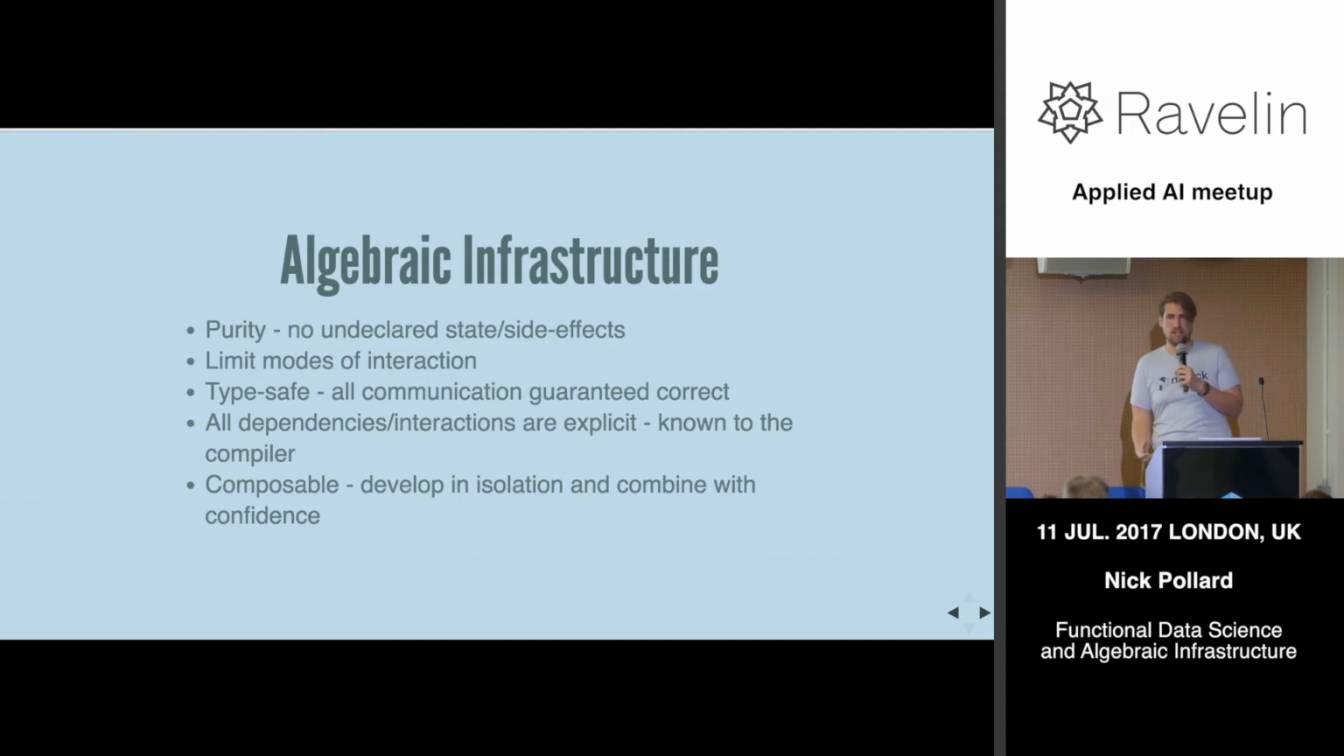We limit the modes of interaction so that the compiler can reason safely about what it can do with this unit. Can it deploy it in parallel? Does there need to be only one? Can it be moved safely from one server to another? Can it be routed behind a proxy?